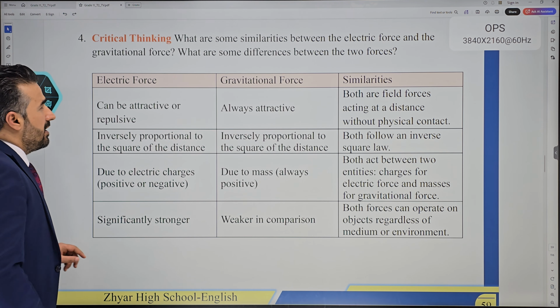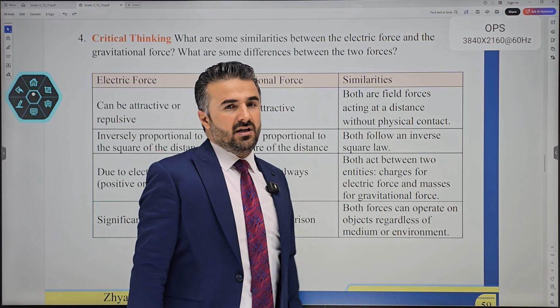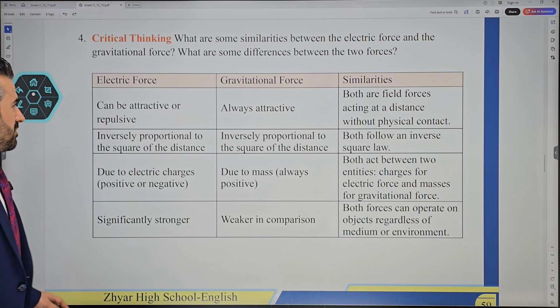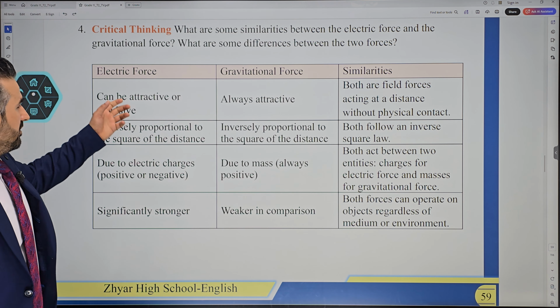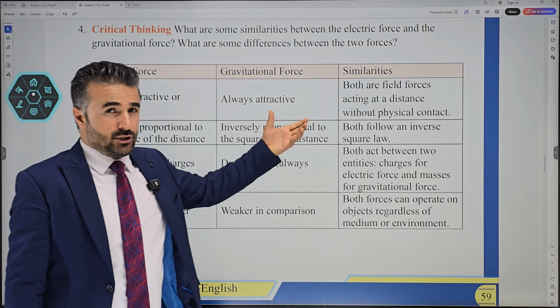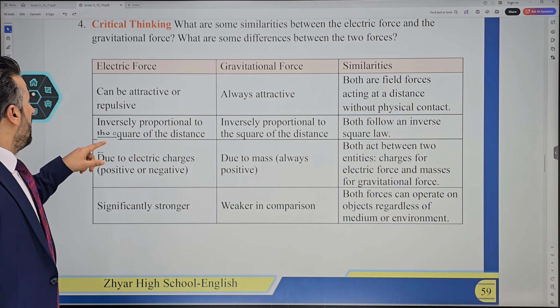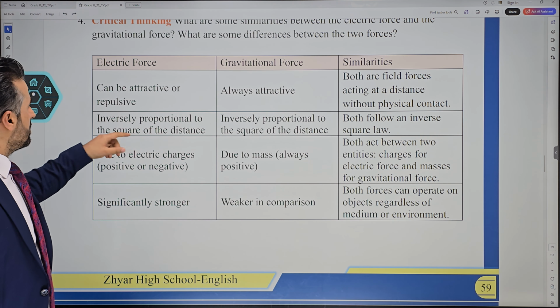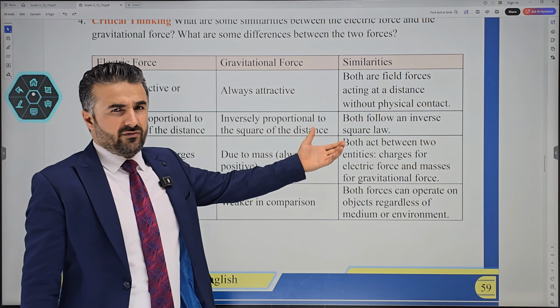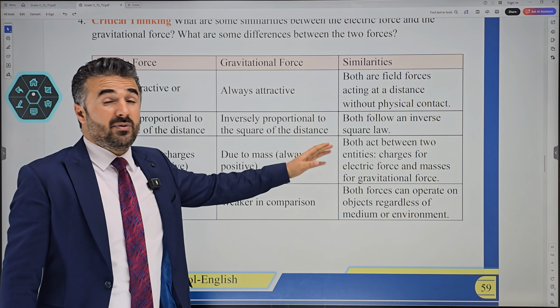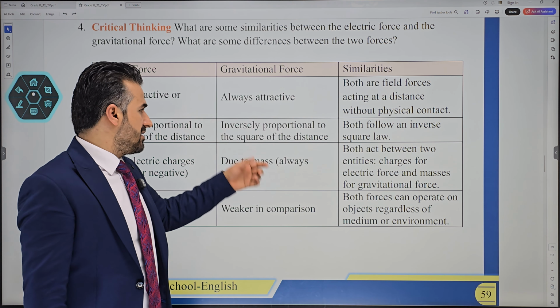There is a critical thinking question. What are some similarities and differences between gravitational and electric force? Electric force can be attractive or repulsive, but gravitational force is only attractive. Electric force is inversely proportional to the square of the distance, and gravitational force is also inversely proportional to the square of the distance. That is one similarity.